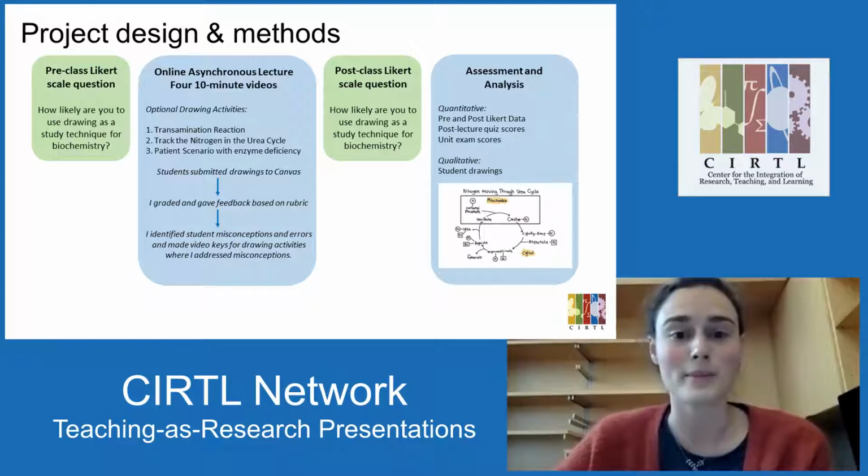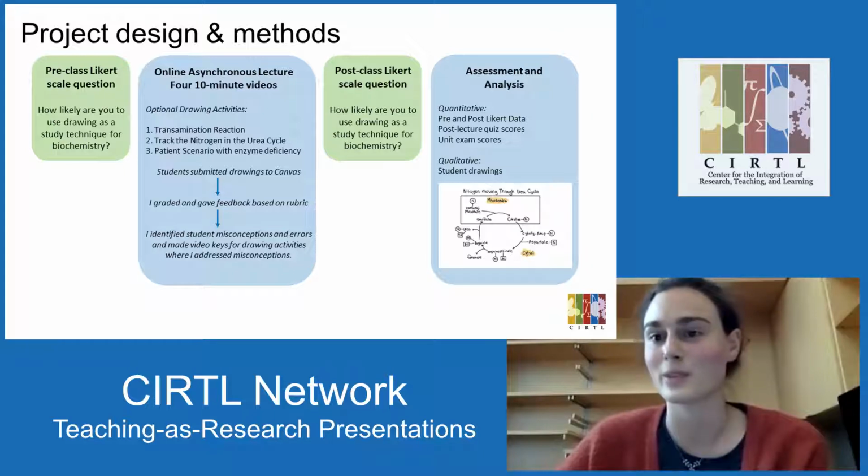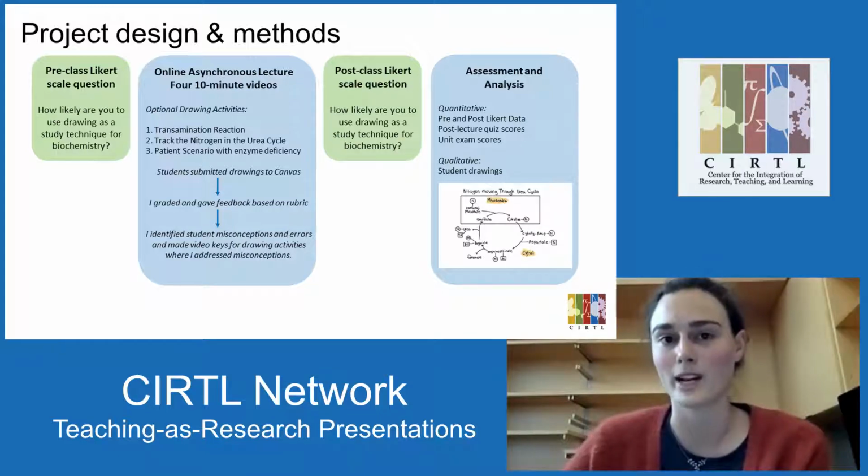Students would submit drawings to Canvas. I would grade and give these students feedback on their drawings. And then I'd identify student misconceptions and errors that students would frequently make, and then make a video key going through each activity.